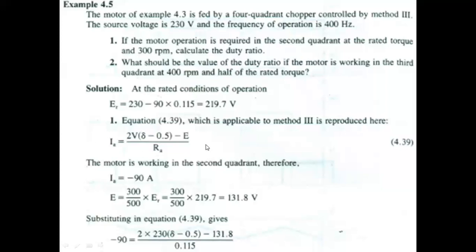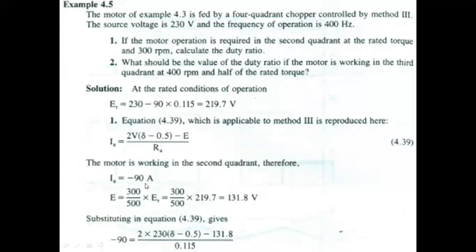From equation 4.39, I can say that IA is equal to 2V into delta minus 0.5, minus E, divided by RA. This is equation 4.39. From this we can find out delta. Remaining, all we have to do is substitute the values. As the motor is working in the second quadrant, the current will be negative. Sorry, not third quadrant, in the second quadrant only the current will be negative.